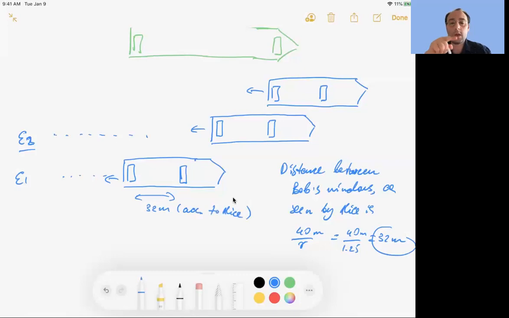This is one way to see that it takes some time for event 1 to happen after event 2, because you can see what's going on here. This distance right here is 50, and this distance is only 32. So it takes some time between event 2 and event 1.